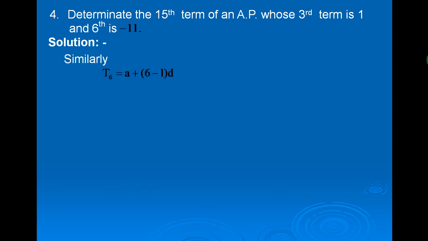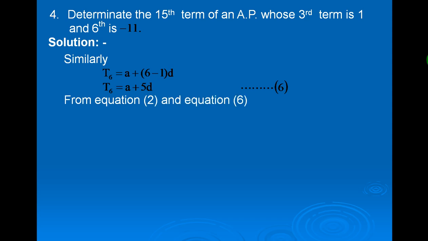Similarly, T6 is equal to a plus 6 minus 1 into d. 6 minus 1 becomes 5. Therefore T6 is equal to a plus 5d. Put this equation number 6. From equation 2 and equation 6, a plus 5d is equal to minus 11, because we are given T6 is equal to minus 11. Put this equation number 7.